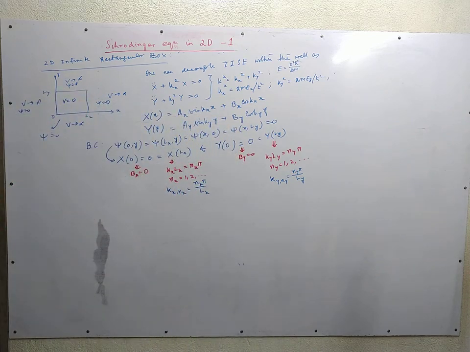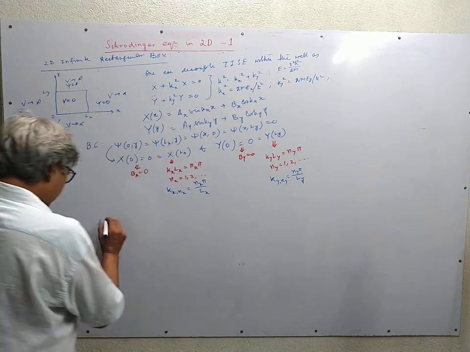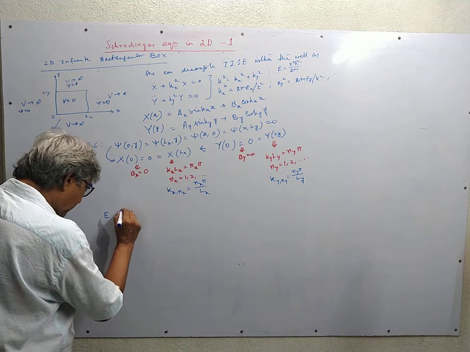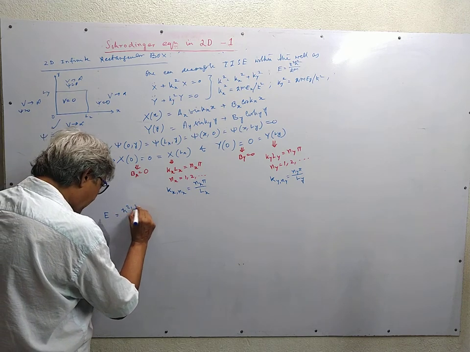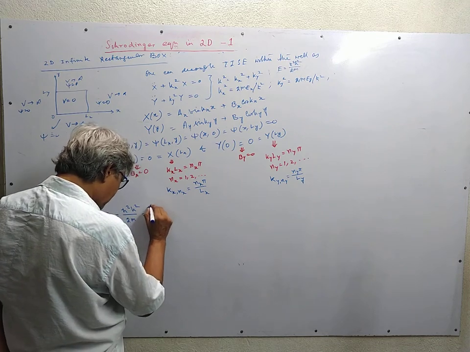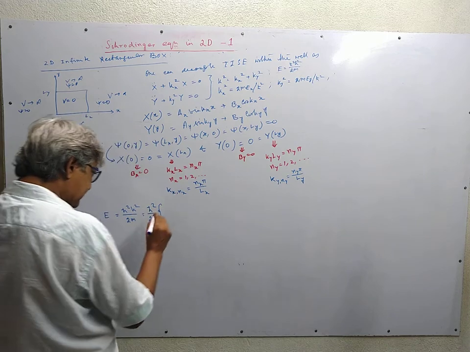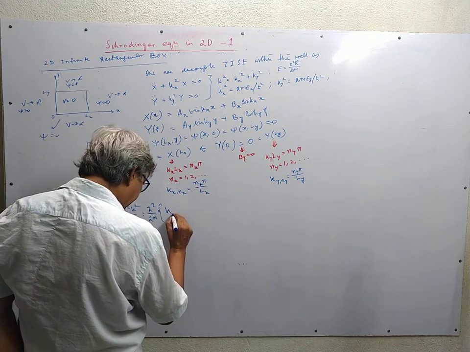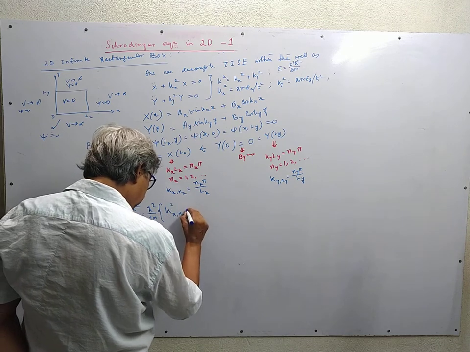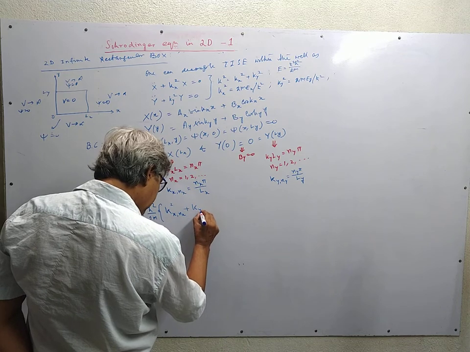So what is the energy level? Now the energy level is this. You see that energy is governed by k squared. E is equal to h-bar squared k squared by twice m. So h-bar squared by twice m is taken common, times kx squared, here kx with nx, plus ky, which is again quantized.